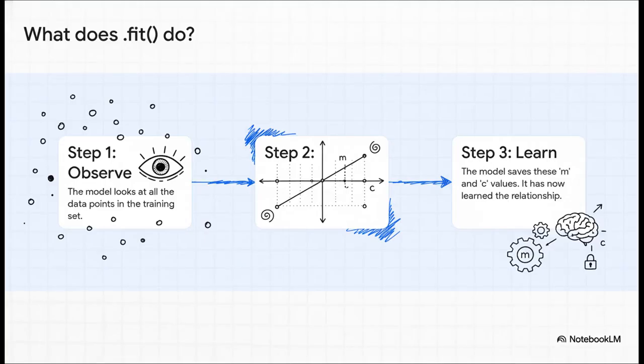So what is .fit actually doing behind the scenes? Well, first, it observes all the CGPA and salary pairs in our training data. Then, it does the math to calculate the perfect slope m and intercept c for a line that gets as close as possible to all those data points. Once it finds those two values, it saves them. The model has now officially learned the relationship.